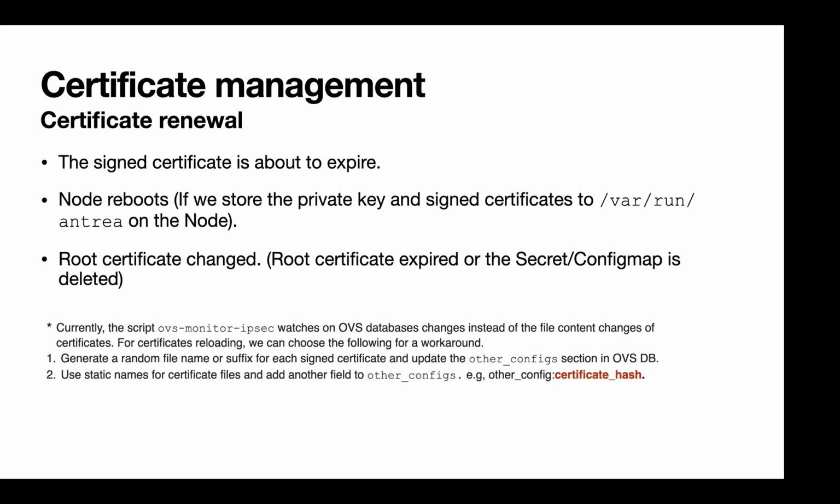Option 2 is that we can use static names for certificates, but we can add another field to the other configs. For example, we can compute a hash for the private key, root certificate, and the signed certificates, and save the hash to the other config. So the script will also detect changes and update the certificates. Yeah, so those are the 2 options for the workaround. And that's for the certificate renewal.